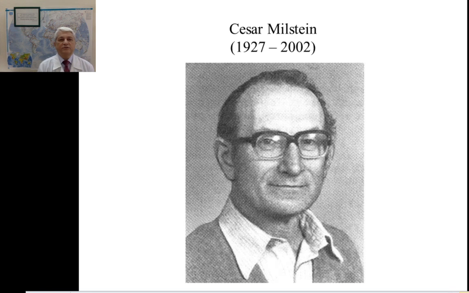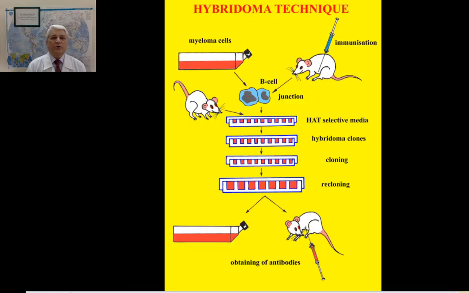This is a different situation if to compare with Edelman and Porter. Edelman and Porter worked in different laboratories, but studied the same immunoglobulin. And Köhler and Milstein were working together in Great Britain. One came from Germany and second came from Argentina. They proposed the method which we call hybridoma technique or hybridoma technology.